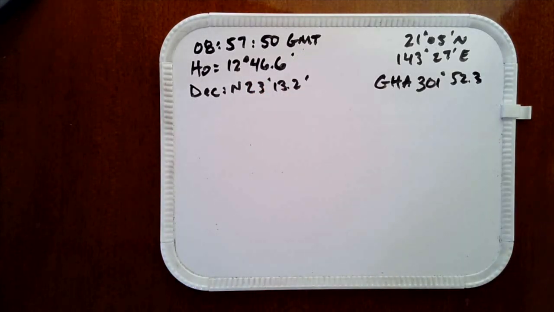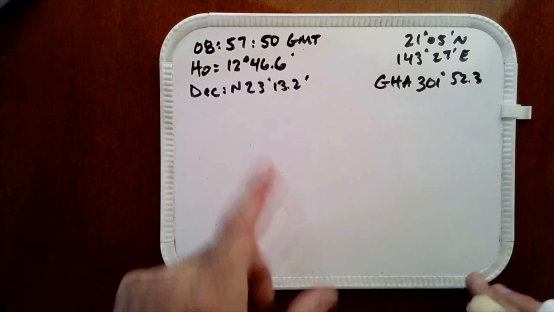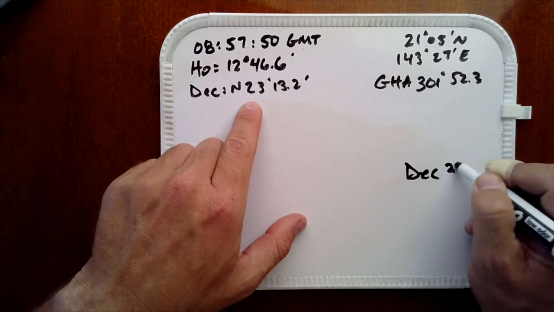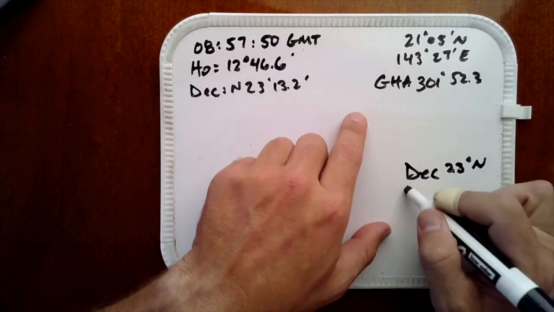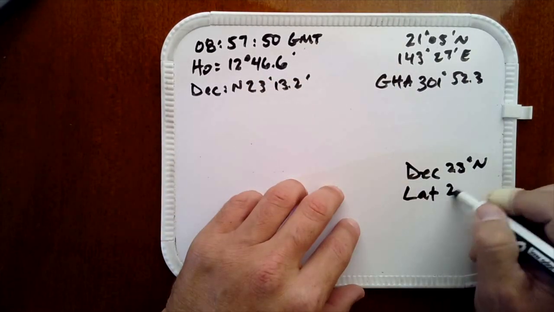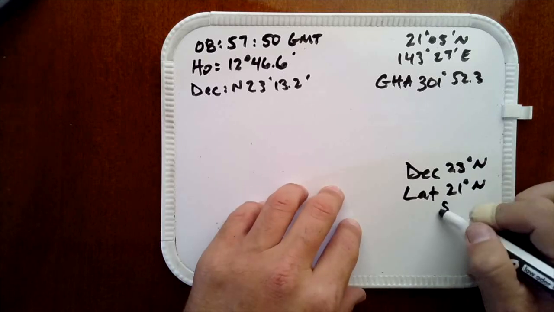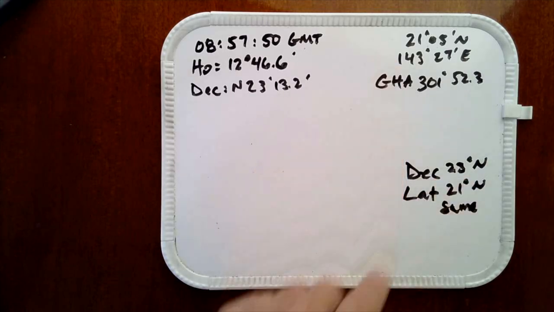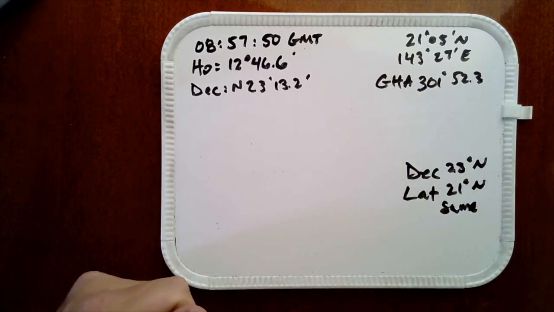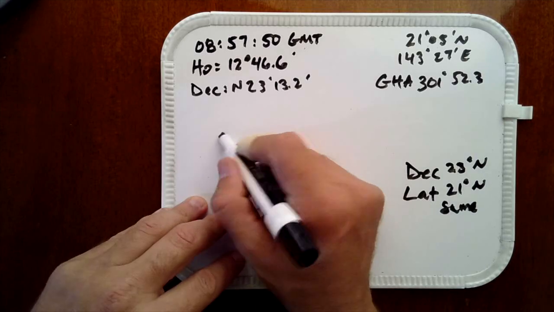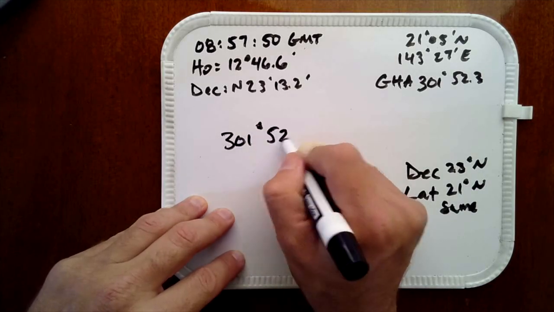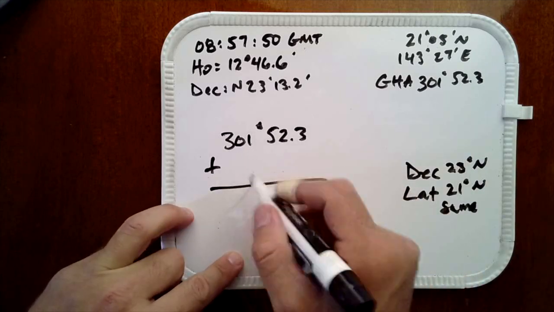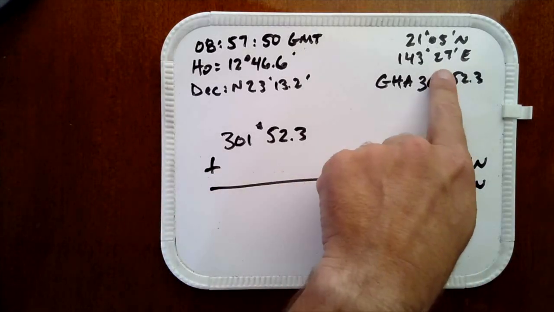Onwards to step 3, we need to get our factors to go into HO 229. So declination is easy. That one's going to be 23 degrees north. Latitude is 21 degrees north. So we're on the same pages in this case. In our LHA, since we're in the eastern hemisphere, GHA plus longitude. So 301, 52.3 plus something that results in a whole value of LHA. So we've got to do a little bit of work in this case.